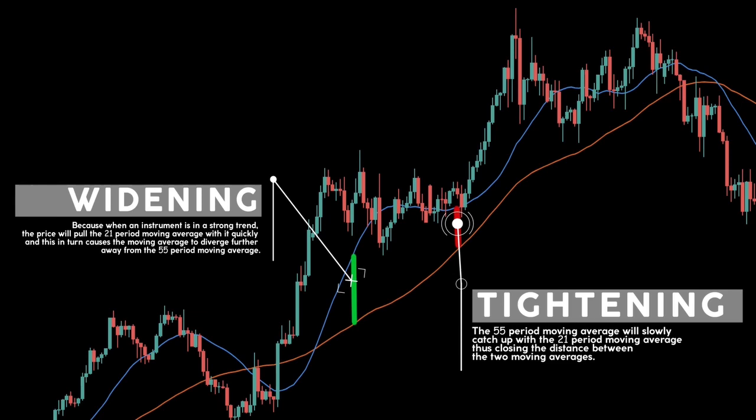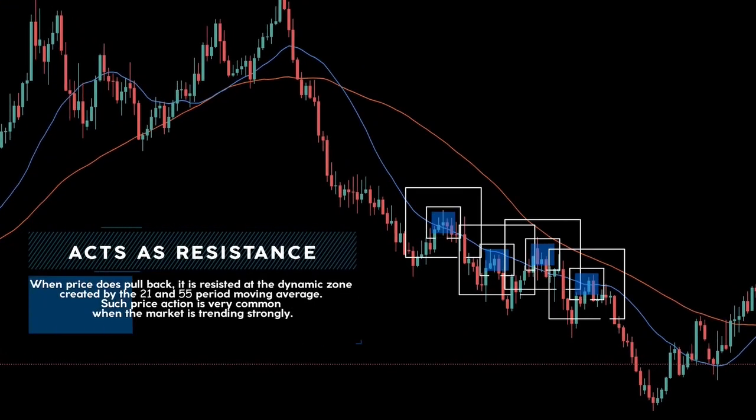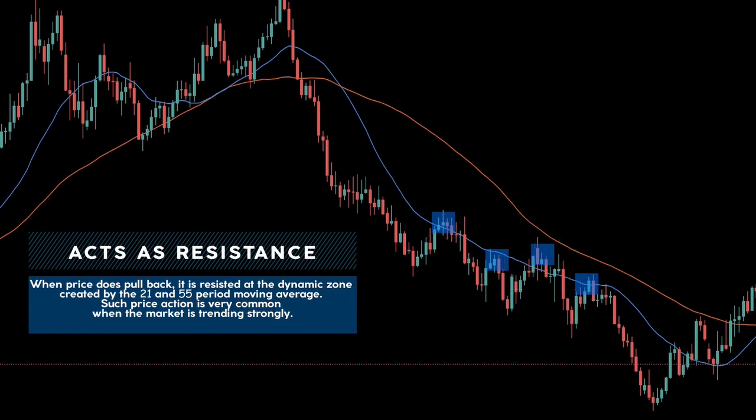Let's look at an example to illustrate this. In this case, we have a clear downtrend with frequent but shallow pullbacks. Notice how the distance between the two moving averages stays fairly consistent and reflects the smoothness and consistency of the trend. When price does pull back, it is resisted at the dynamic zone created by the 21 and 55-period moving average. Such price action is very common when the market is trending strongly.